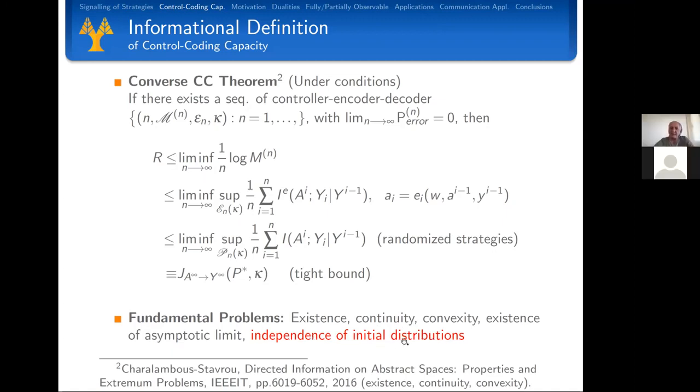I put this in red because you can define this quantity, and even if you take the limit and the asymptotic limit exists, it can still be a function of the initial distribution. So there is the issue of whether you want to define your rate to be independent of the initial distributions of your channel or your control systems, etc. These are well known.